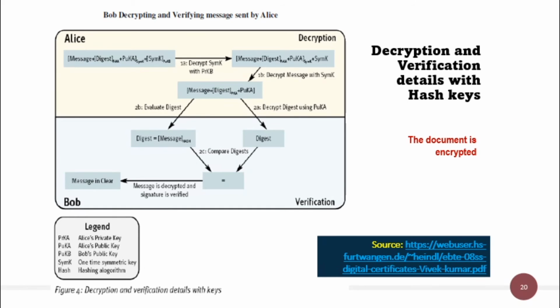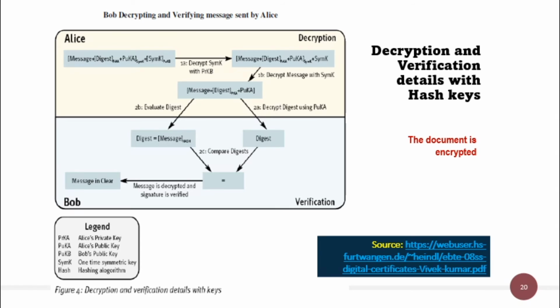This is also an example of decryption and verification using hash keys. A digest means that it is a hash with a digital signature, but different from the previous slide, here the document is encrypted. So besides the hash, the document is also encrypted. It's different from the previous slide, where the document is not encrypted.